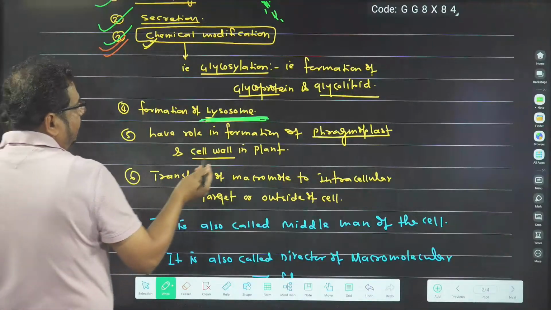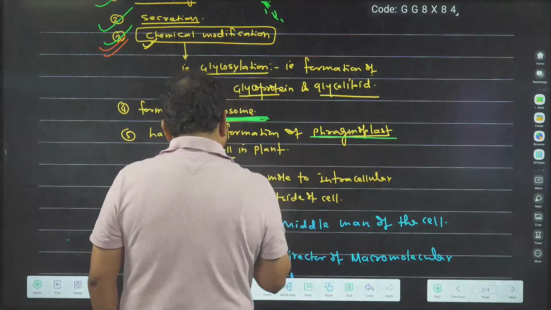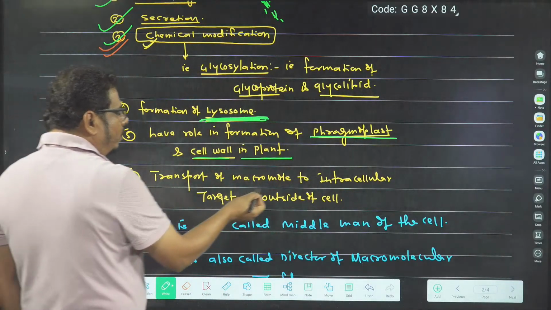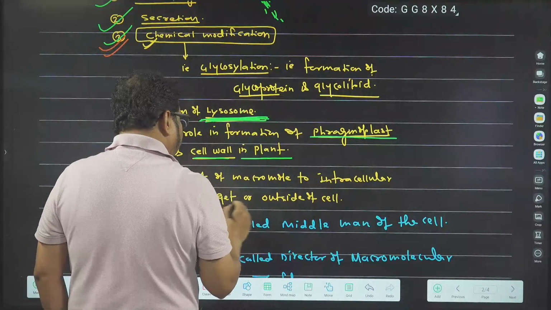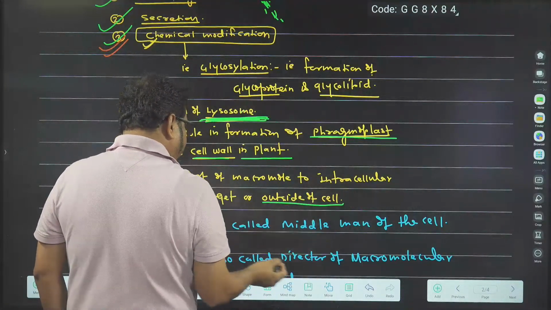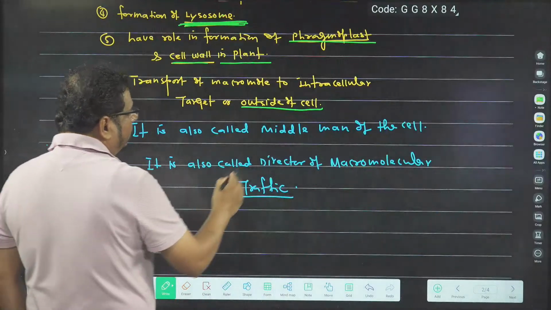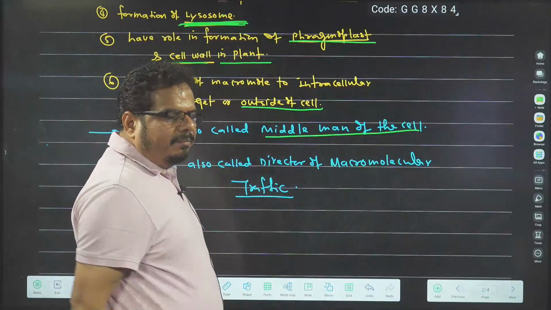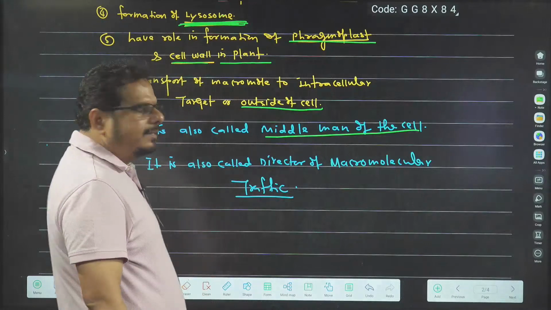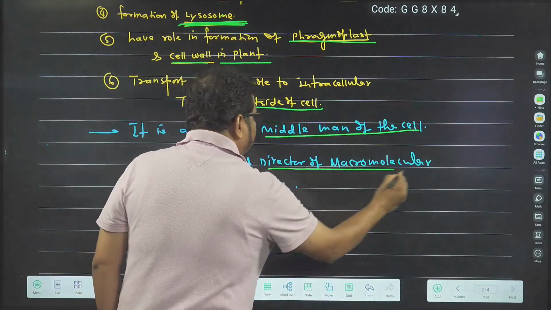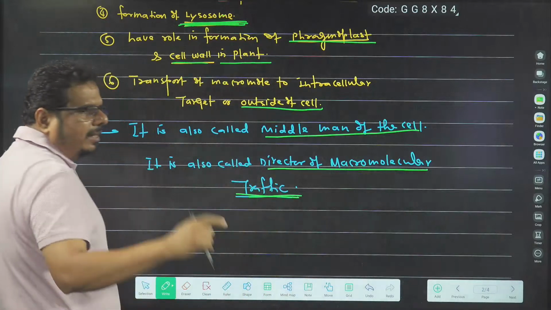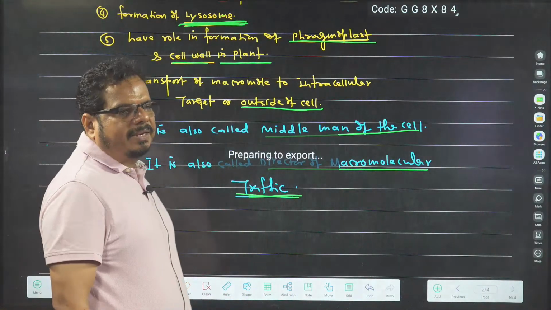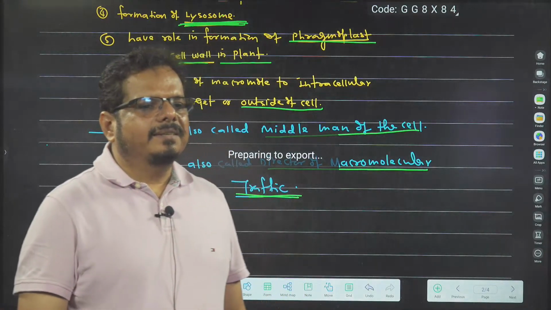Now I wrote, it has a role in the formation of phragmoplast and cell wall in plants. Got the idea? Transport of macromolecules to an intracellular target or outside of the cell, I already explained. And it is also called what? Middleman of the cell. Because any molecule going outside the cell goes with the help of which one? Golgi complex. And it is also called director of macromolecular traffic, because no molecule can go out of the cell without the permission of the Golgi complex. Got the idea?